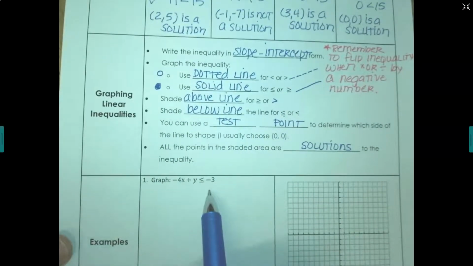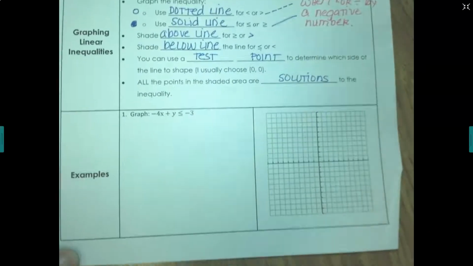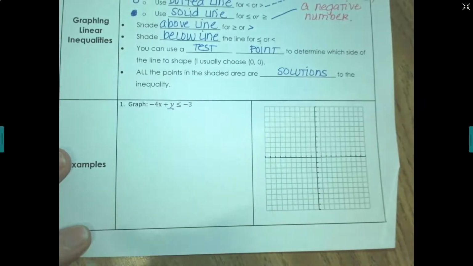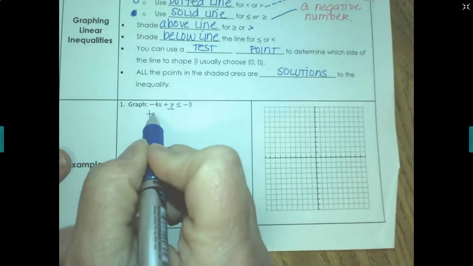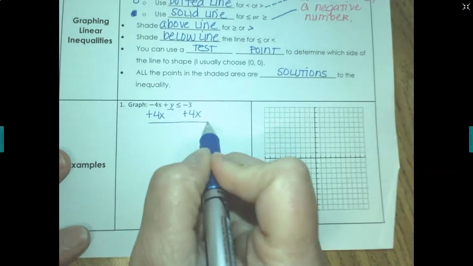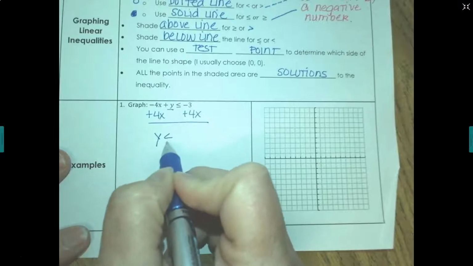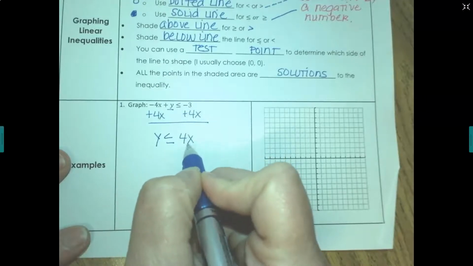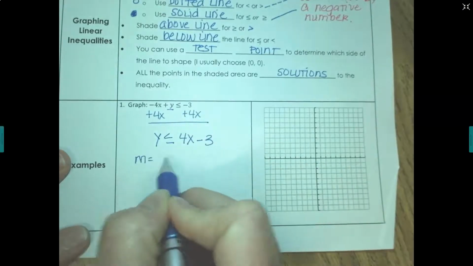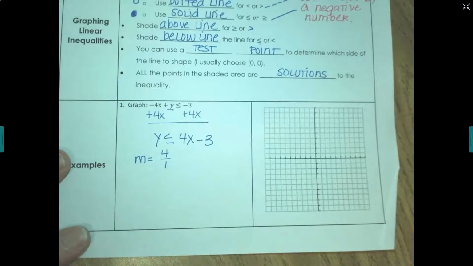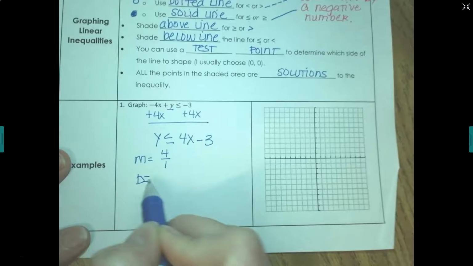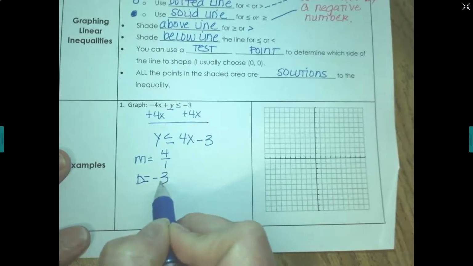Now, I'm giving this to you in standard form, so as we have been in the past, we're going to put this into slope-intercept form, which means y has to be alone. So this is a negative 4x. I'm going to add 4x to both sides of the inequality. So y is less than or equal to 4x minus 3. So my slope here is 4. You can write it over the 1 to help you think about your graphing. My y-intercept is at negative 3.